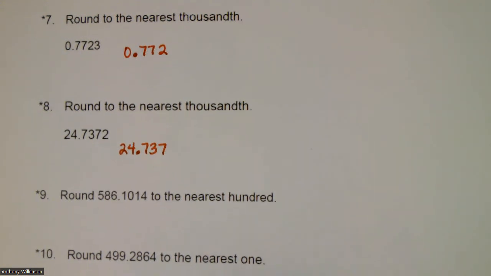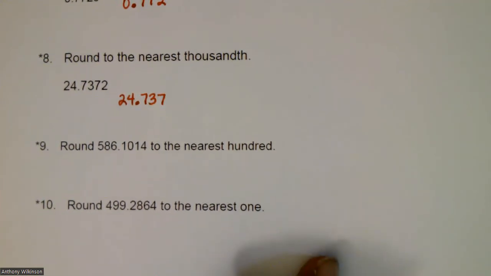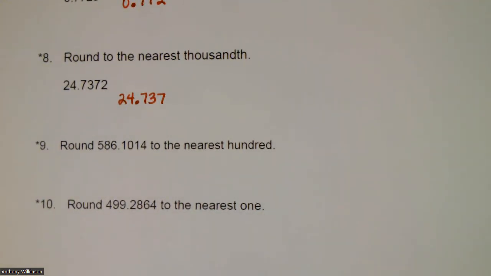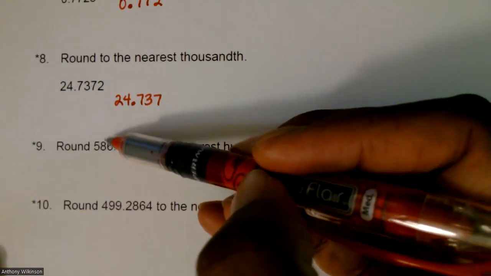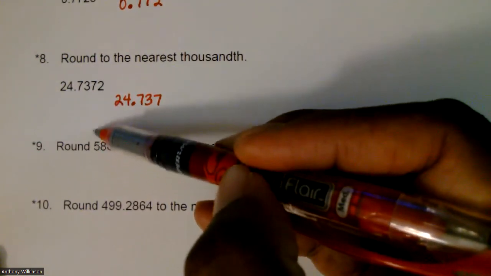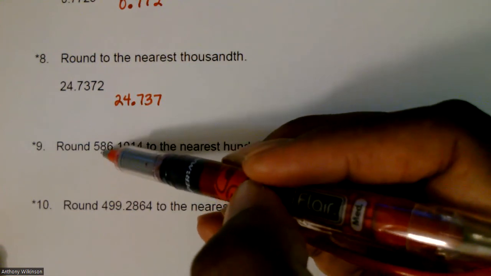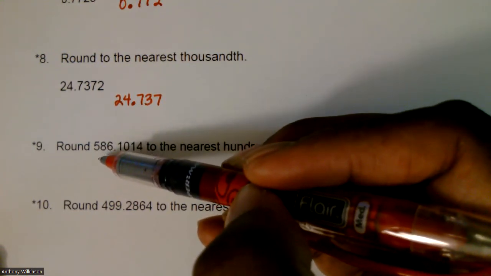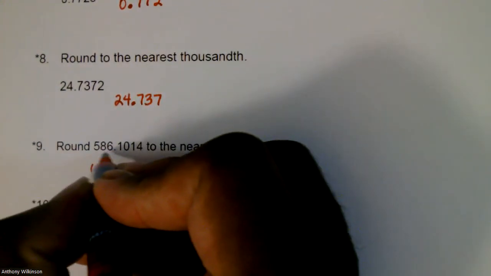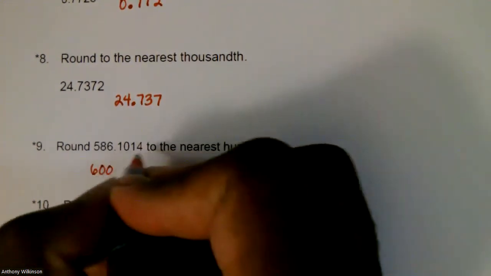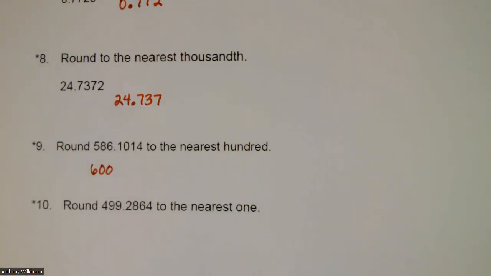All right, number 9, we're going to round to the nearest 100. We have 586.1014. The number that's in the hundreds place is this 5, because you've got the ones, tens, hundreds. To the right of that is 8. Here, 8 is bigger than 5, so we increase that 5 to a 6. These 2 digits will change to zeros. The other numbers after the decimal point drop off. So 586.1014 to the nearest 100 will be 600.